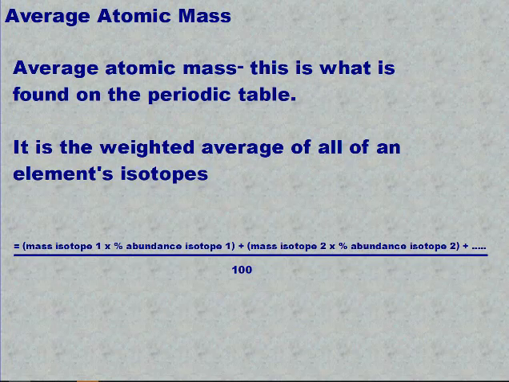To calculate the average atomic mass, which is what's found on the periodic table, it's a weighted average of all of an element's isotopes. So your formula can be mass of isotope 1 times its percent, plus mass of isotope 2 times its percent, and so on. So mass of isotope 3 times its percent, however many isotopes you have, and then divide by 100 at the end. Or you can also divide your percents at the beginning and get decimal forms. But your final average atomic mass has to be between the smallest mass and the largest mass because it's a weighted average.